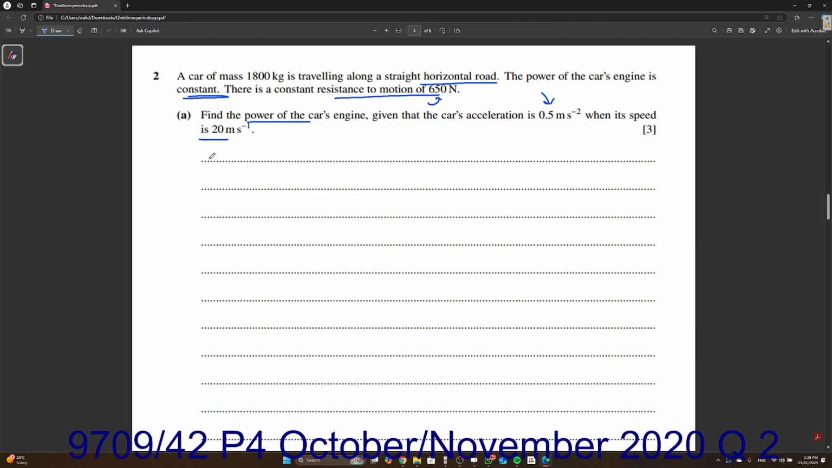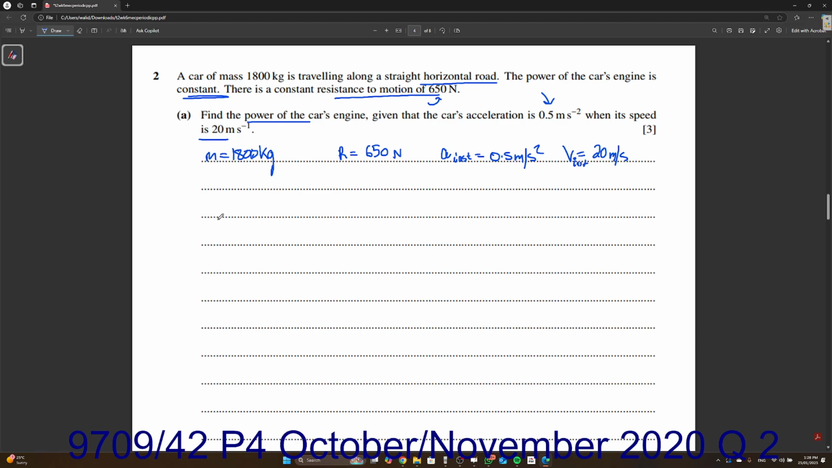So let's write our given. We know that the mass is 1800 kilograms. We know that the resistance force is 650 newtons. We know that the acceleration at this instant is 0.5 meters per second squared, and v, again at this instant, is 20 meters per second.